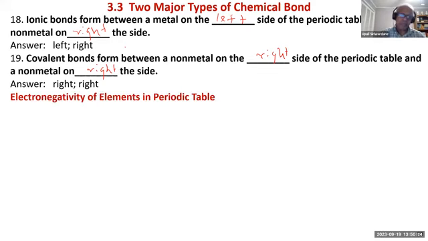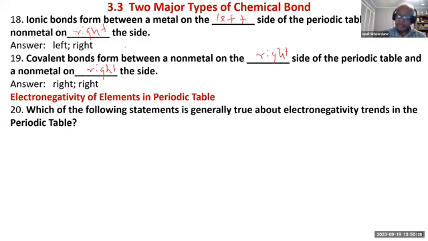Electronegativity of elements in the periodic table. Which of the following statements are generally true about the electronegativity trend in the period? Let's revise. Electronegativity increases this way, going from bottom to top, and from the left side across a period. Going across increases.